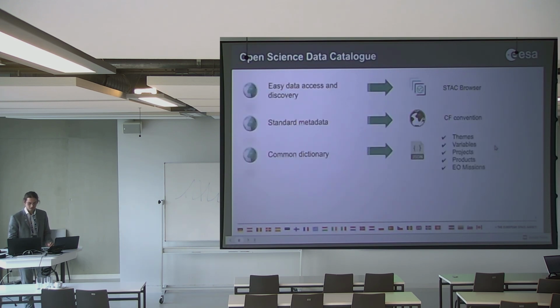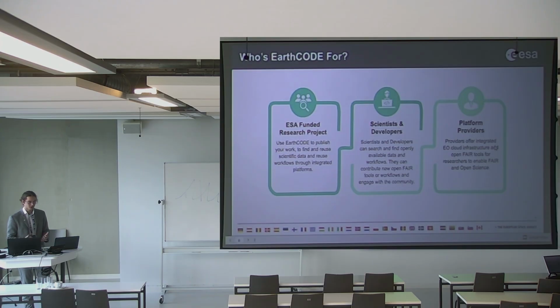Okay, so who is this for, and how do people tend to use it? There are three key groups of people that we typically engage with. The first one is ESA-funded research projects, anybody working on ESA-funded research or EC member state-funded research. There you would be able to publish your work directly to the Open Science Catalog, use the platforms, reuse the workflows that already exist that somebody else has deployed, and so on.